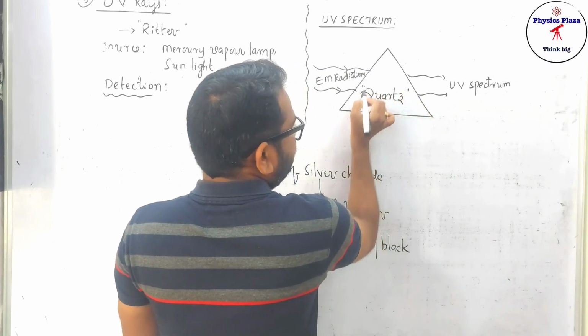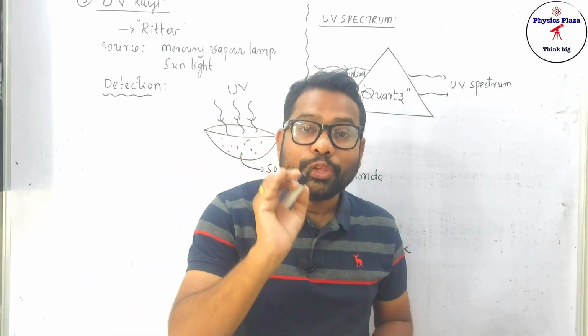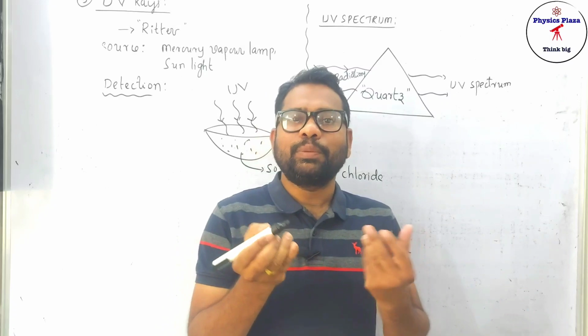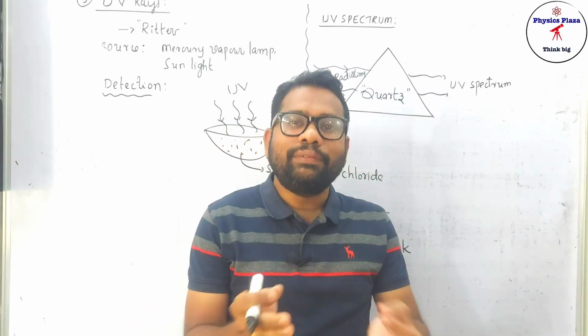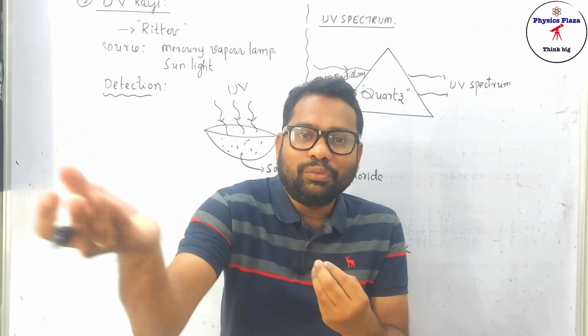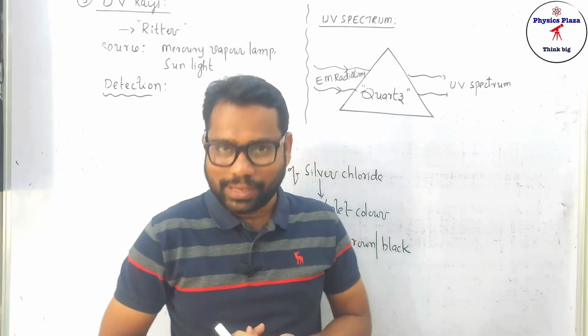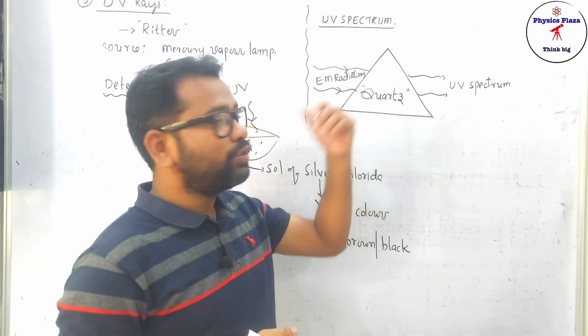Quartz prism. Children, it's very important. A quartz prism is used to obtain the UV spectrum. In the exam they may ask a question: why can't we use a glass prism? Because a glass prism absorbs UV rays also. As it is absorbing UV rays, we won't get UV rays. Then how can you obtain the spectrum? Is it clear? So here a quartz prism is used to obtain the UV spectrum.